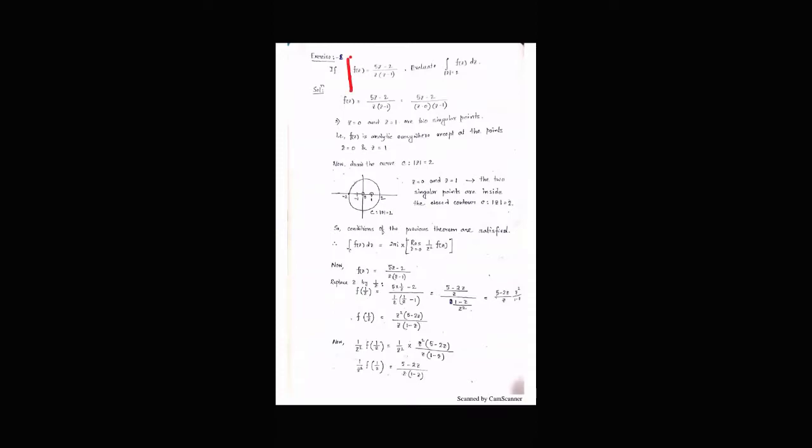The function fz is 5z minus 2 by z into z minus 1. It may also be found by Cauchy's integral formula, but here we are trying to give another approach, another method or technique, to find the integration. Sometimes you may encounter functions for which Cauchy's integral formula will be tiresome or a little bit tough. In that case, you can use this theorem, and the calculations may get a little bit easier.